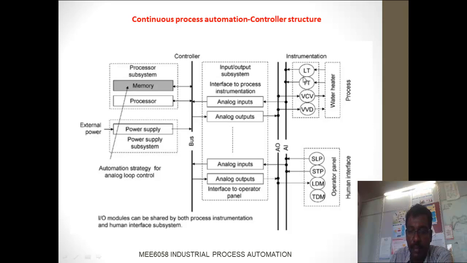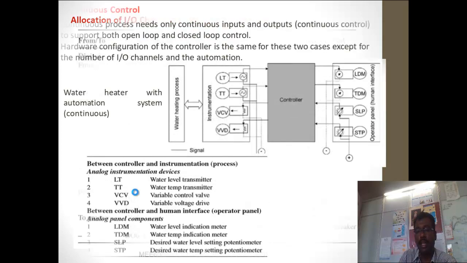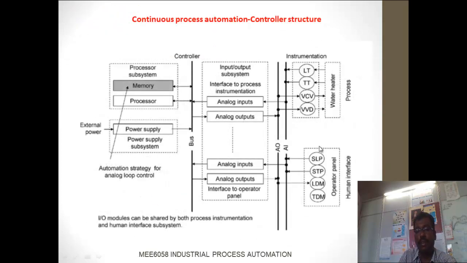Okay, the instrument systems are minimized. Here the operator panels are minimized. So it's analog inputs. In the discrete process digital inputs and outputs are there, but in a continuous process there are only analog inputs and outputs. The IO modules are very few compared to the discrete process. We need 8 digital input and 8 digital output modules there, but here, instead of 8, we have only 4.